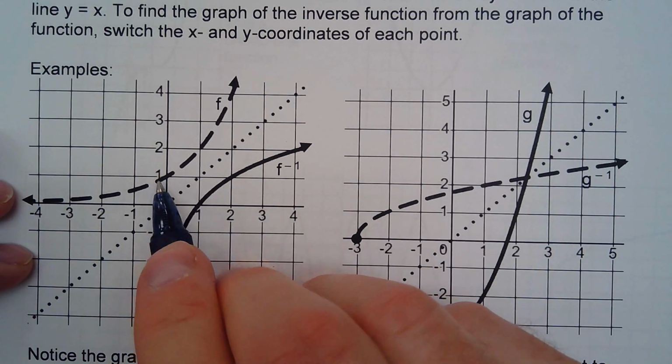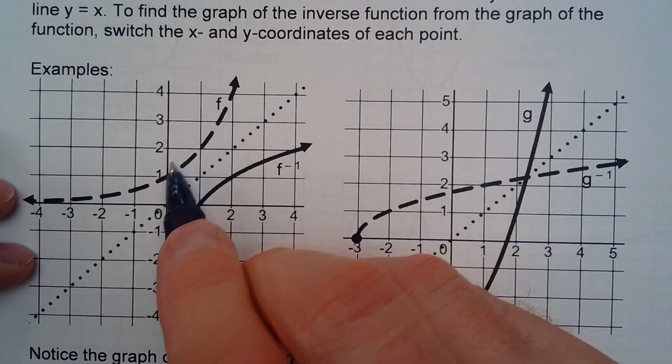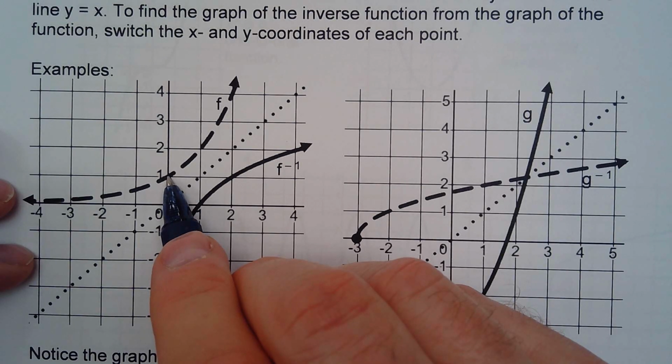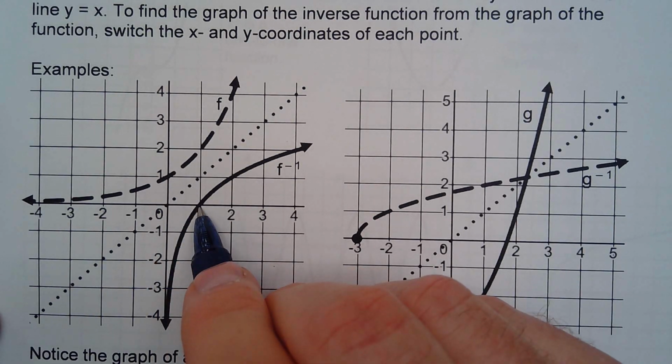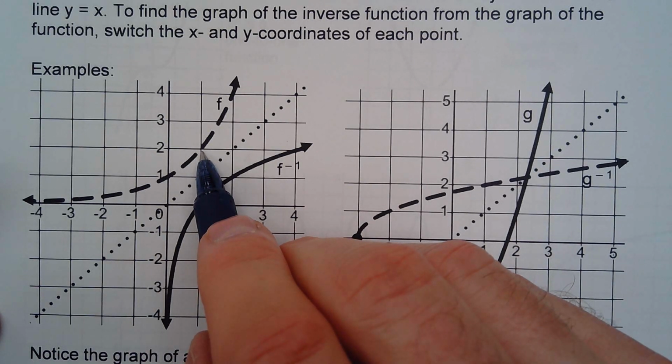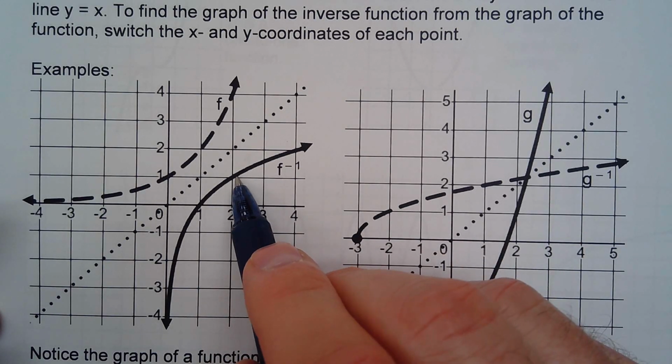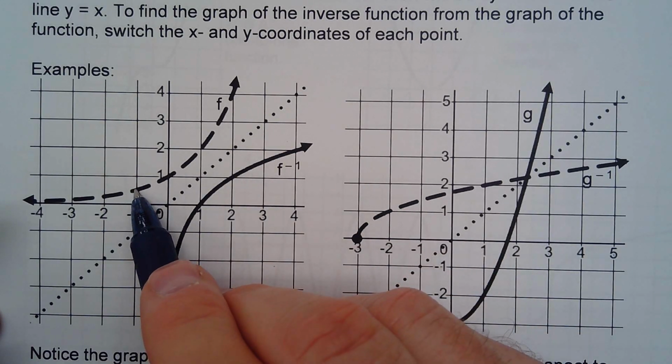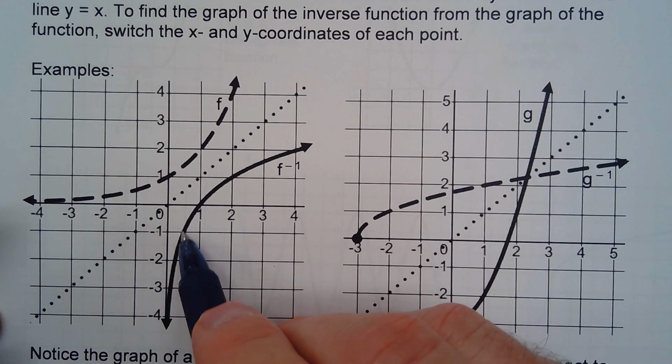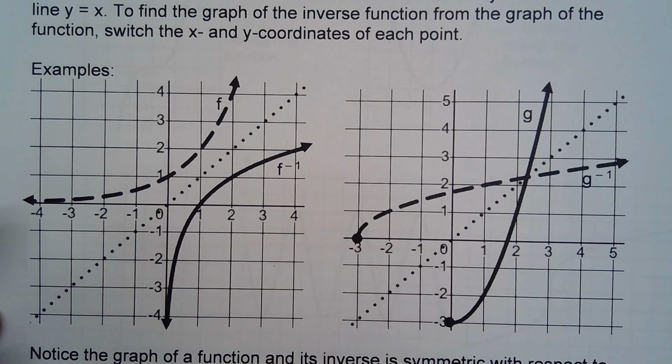So for instance, here I've got my original function, 0, 1. I would switch the coordinates, 1, 0. Here I've got 1, 2, switch the coordinates, that's 2, 1. Got a point here of negative 1, half, switch it, half, negative 1. And then that gives me my inverse function.